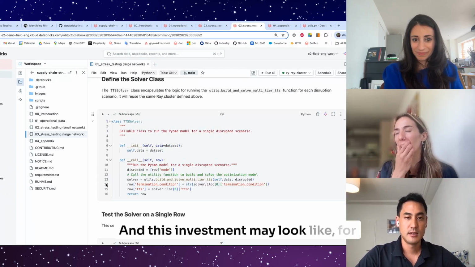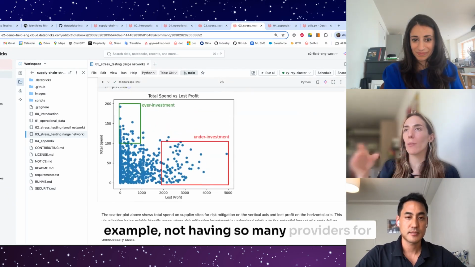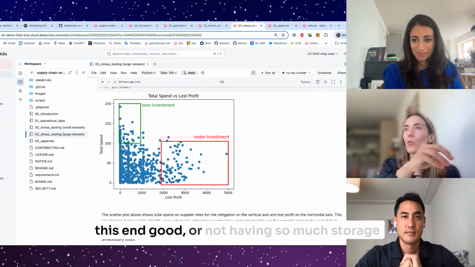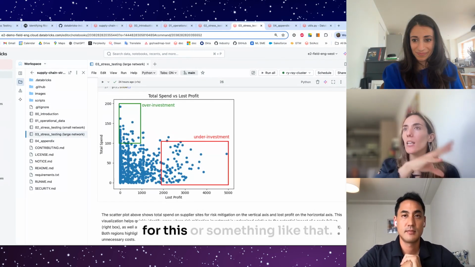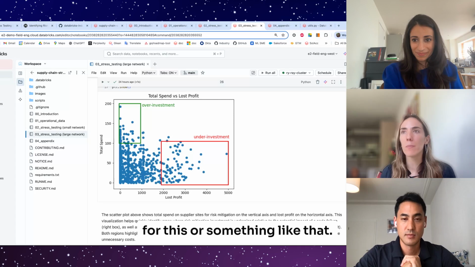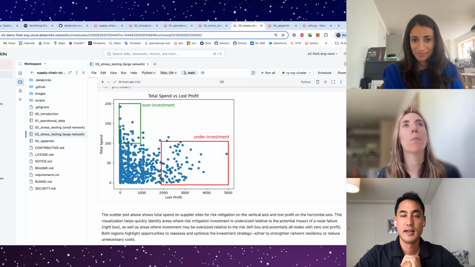This investment may look like, for example, not having so many providers for this, or not having so much storage for this, or something like that. Yes, you're absolutely right.